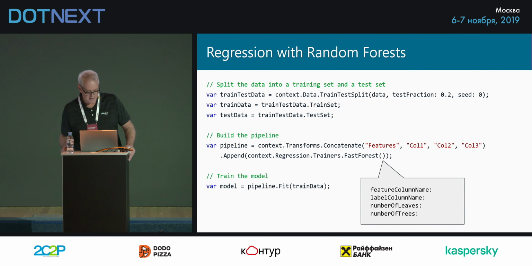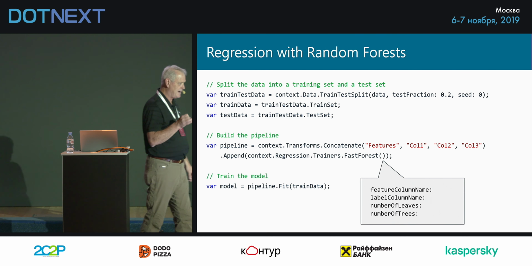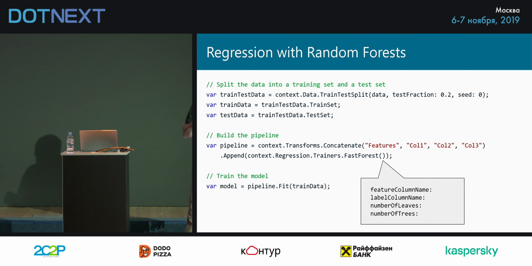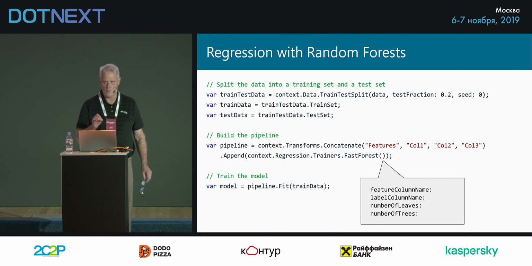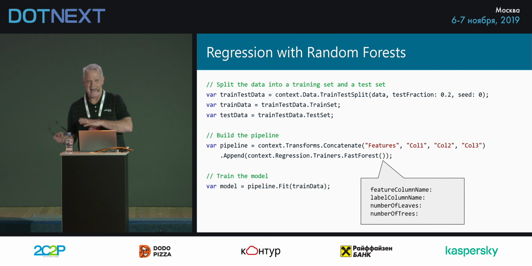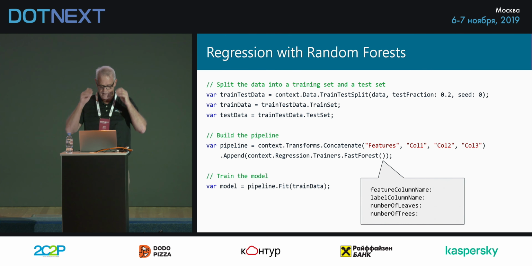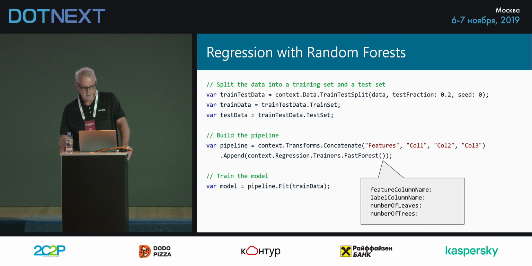Notice that in that pipeline, I begin by calling context.transforms.concatenate. Now, you didn't see this in the first example because I didn't show you that example. But the first line of code in every ML.NET app is one that creates an object of type mlContext. That object does several things for you, not the least of which is it has various properties that give you access to all of the ML.NET APIs. So in this example, that context variable in the first line is an instance of the mlContext class that I've created probably in the line previous to that. And through its data property, I'll call trainTestSplit to do the 80-20 split in the data. Then, through the transforms property of the mlContext object, I call concatenate.